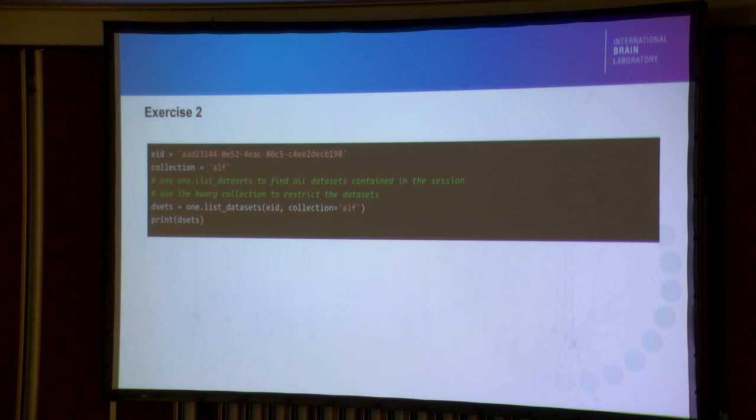Okay, so here's the solution to that exercise. We basically just needed to pass in the EID and use the one.list datasets, and then we can print out the returned list of datasets and see what is available.